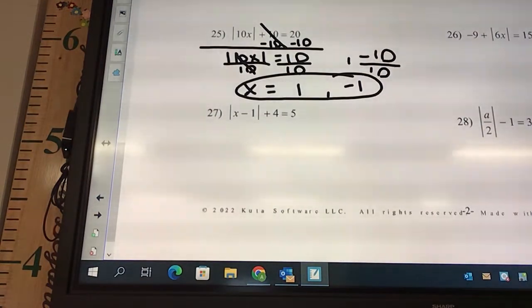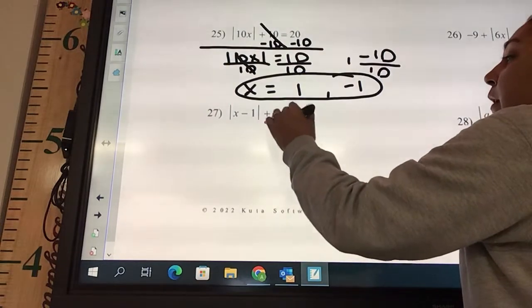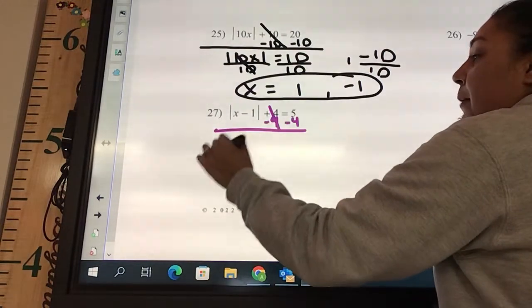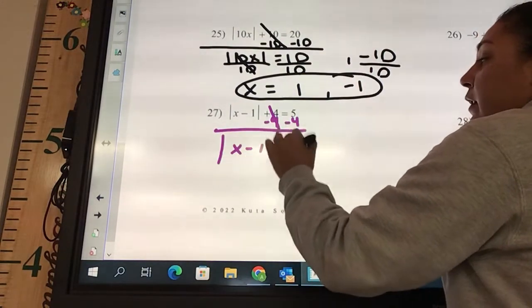Okay, so 27. What needs moved first? Am I not supposed to put the bar right there? No. So we're going to say minus 4, minus 4. So I got bar x minus 1 equals 1.